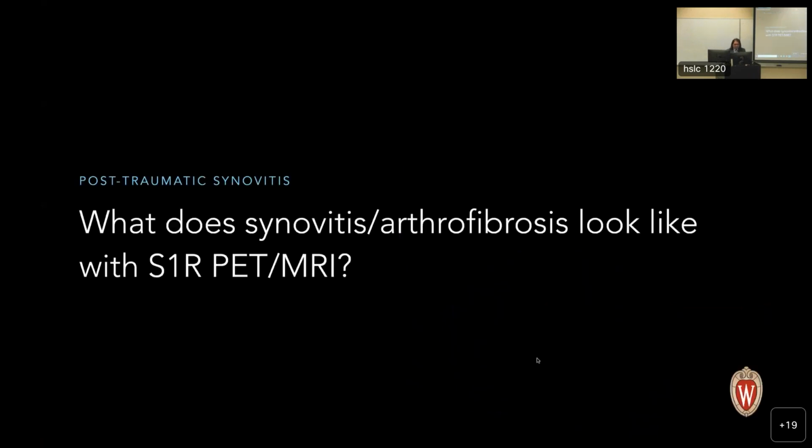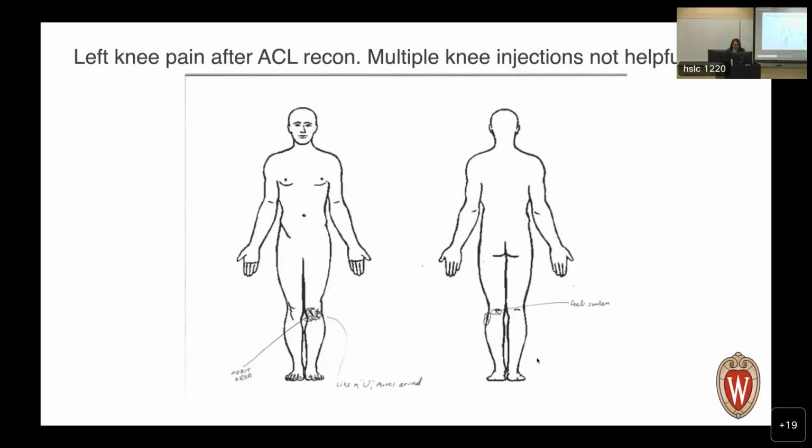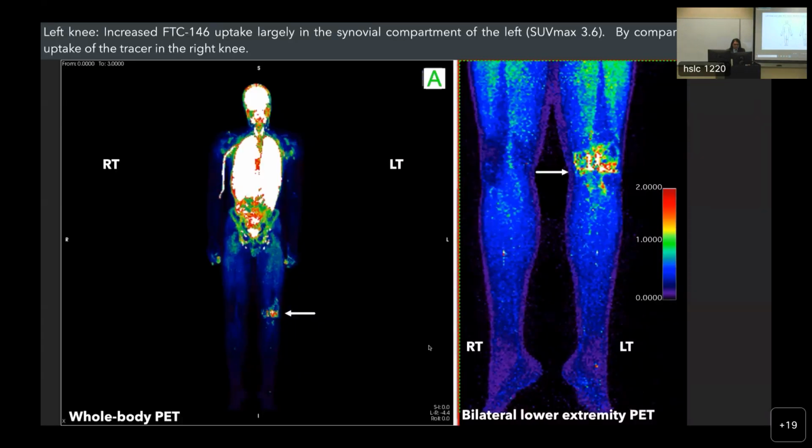I know this is not really neurosurgery related, but just to give you an example of the results we're getting. This is someone who had an ACL reconstruction and then had extreme pain after it. This is the diagram that they drew of where their pain was, so in their left knee is where they had the surgery. This is our whole body sigma-1 receptor ligand PET image showing you where their pain was, which is corroborating where the patient's symptoms are.